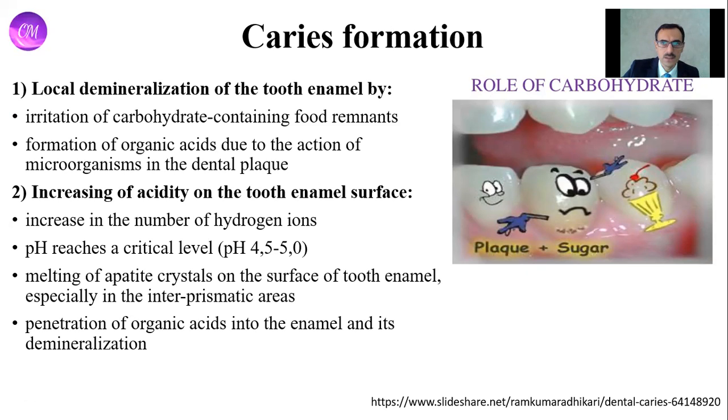Second, the increasing acidity on the tooth enamel surface. That includes the increase in the number of hydrogen ions. The pH reaches a critical level of 4.5 to 5. The melting of apatite crystals on the surface of tooth enamel, especially in the interprismatic areas, and the penetration of the organic acid into the enamel and its demineralization.